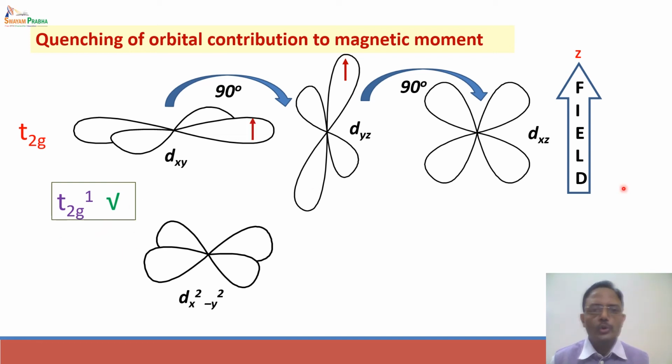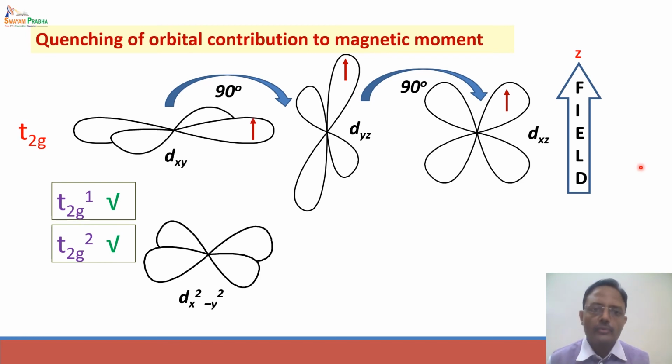Similarly, if you have two electrons in the T2G set present in dxy and dyz orbitals, then both of them or any one of them can transform into another. Initially you have one electron in the dxy orbital which was not contributing towards the z direction, but now you have both the electrons in the direction of the z axis because of the dyz and dxz orbitals. Hence, this can also contribute to the magnetic moment.